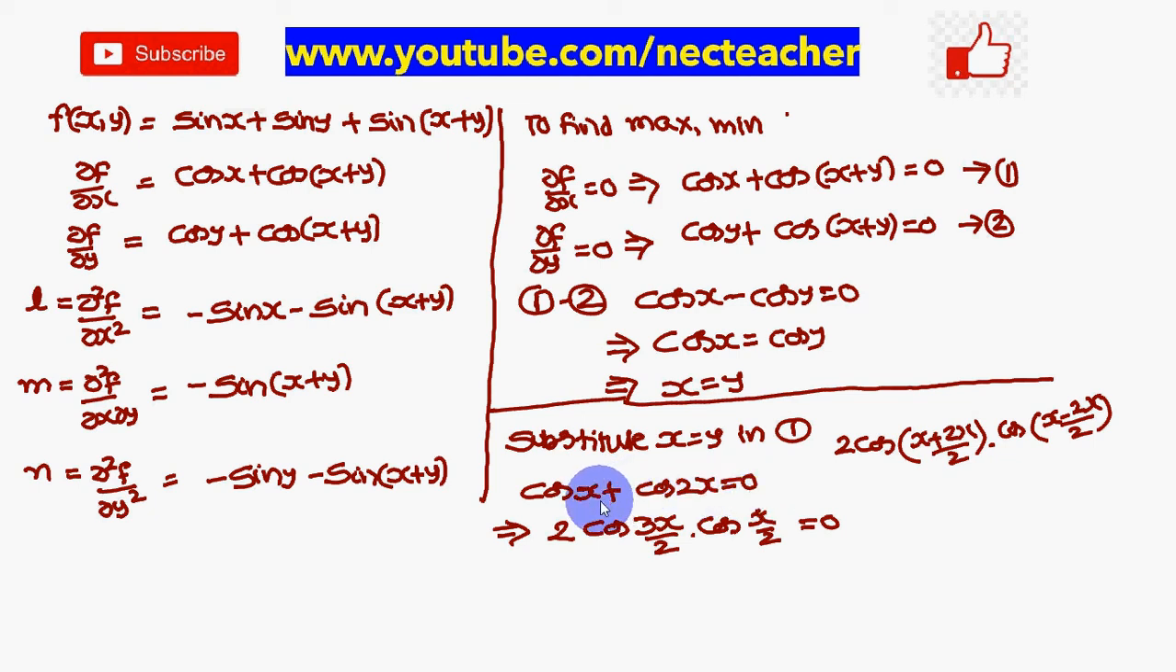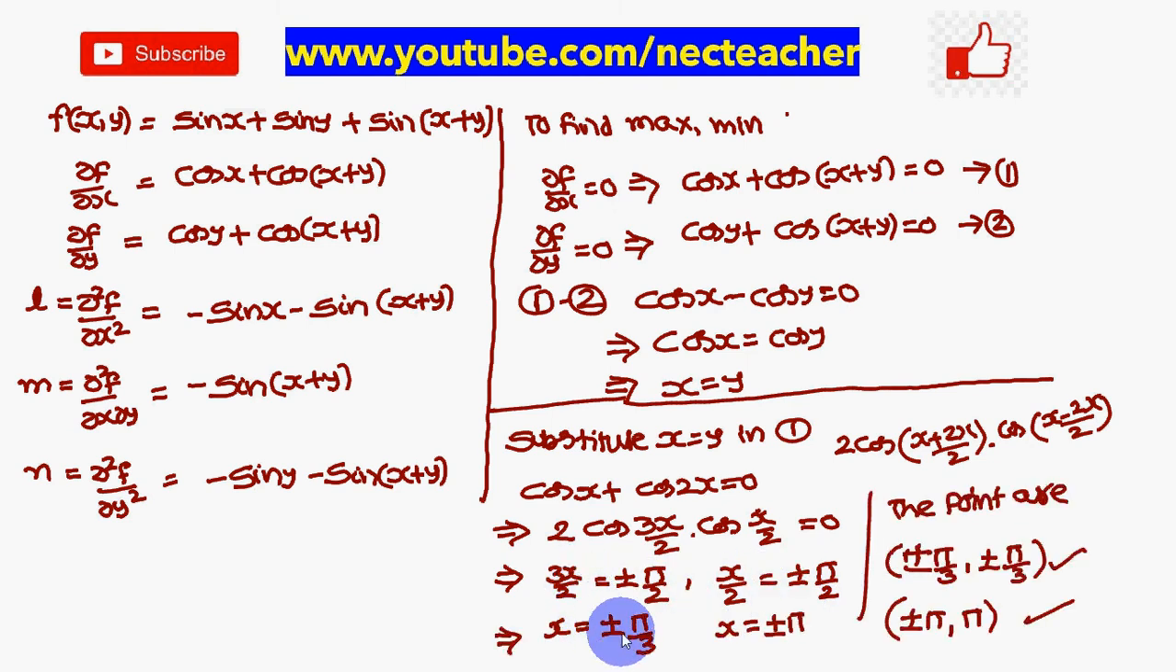This is nothing but the cos C plus cos D formula. What happens? 2 cos x, cos 3x by 2, cos x by 2 is equal to 0. This is the formula. Therefore either 3x by 2 is equal to plus or minus pi by 2, or x by 2 is equal to plus or minus pi by 2. Then the x value is plus or minus pi by 3. Here the x value is plus or minus pi.